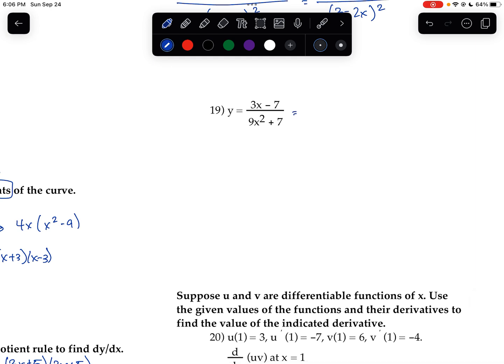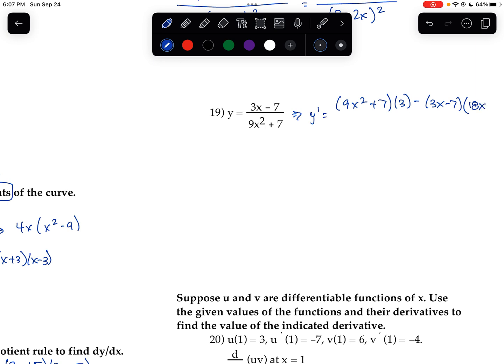Alright, so y prime. So you got low d high, the derivative of the top, it's 3 minus high times the derivative of the bottom, which would be 18x. And then square the bottom, so 9x squared plus 7 squared. So y prime will be equal to 27x squared plus 21. Then you have to distribute the negative, and you have to distribute the 18x.